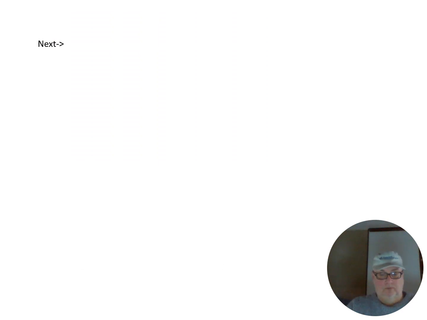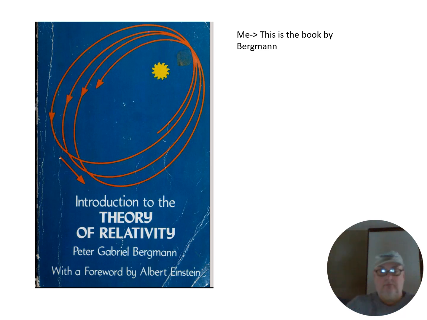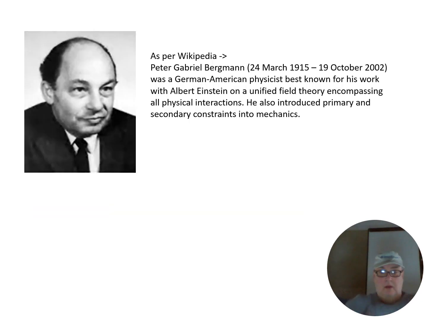Next, this is the next book. This is the book by Bergmann. It's called Introduction to the Theory of Relativity, with a foreword by Albert Einstein. This is Bergmann. He's a German-American physicist, best known for his work with Einstein on unified field theory. And so Einstein's unified field theory was abandoned by most people in mainstream physics. They just stuck with quantum physics when Einstein started complaining about the direction that quantum physics was going with.